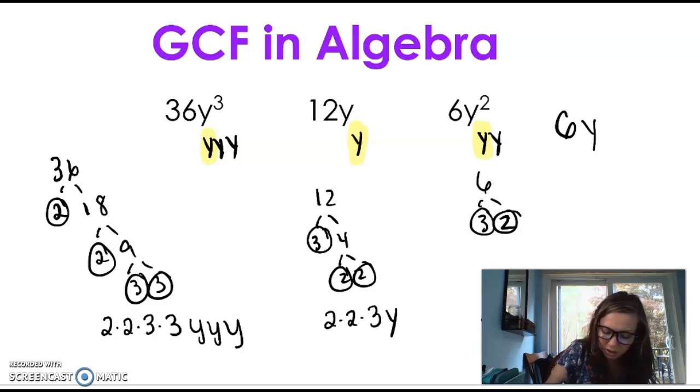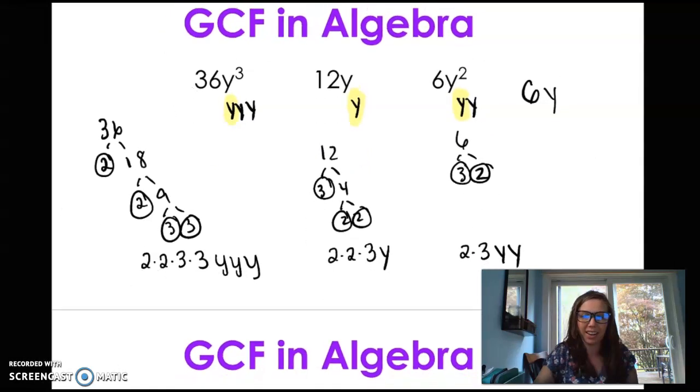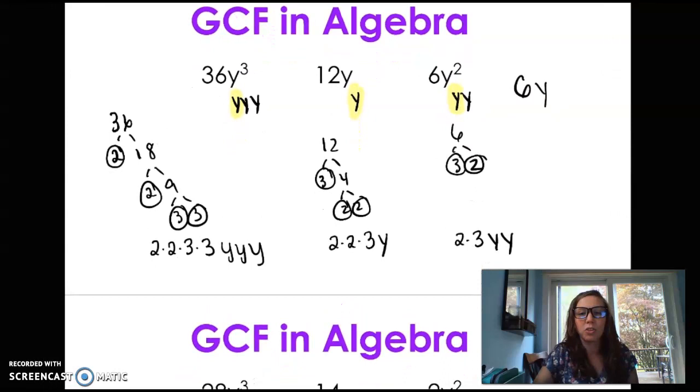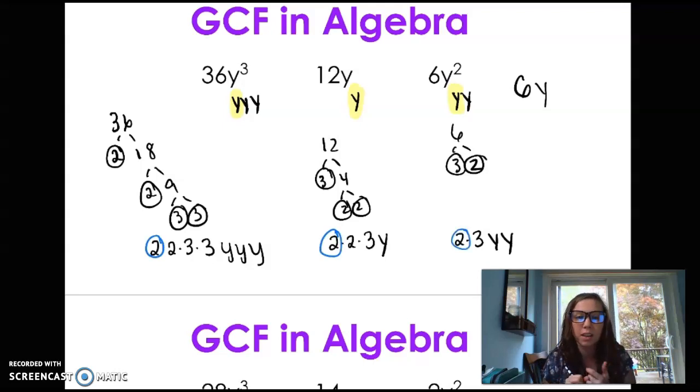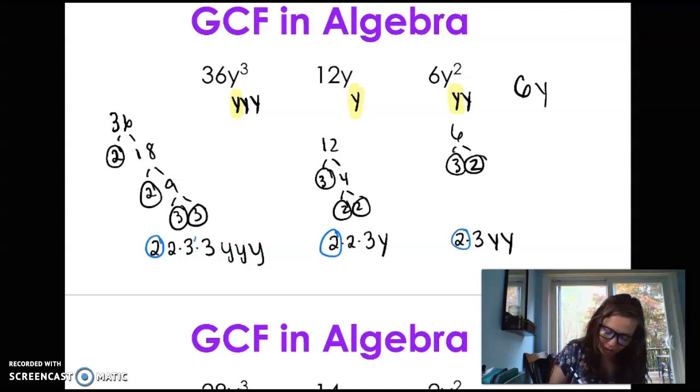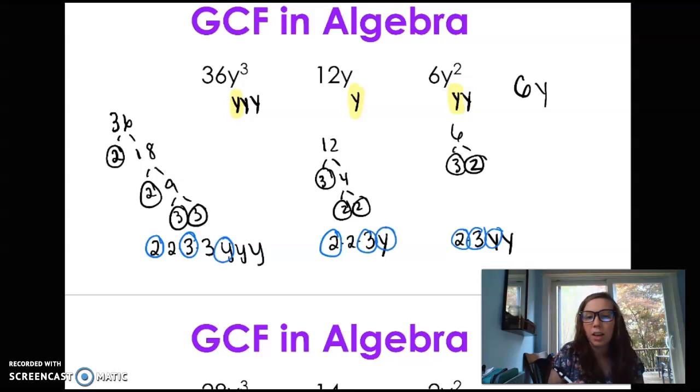And then I'm just going to use a blue circle. Oops, now I'm blocking it again. Sorry. You can actually circle what each one of them has. So they all have 1 2. They don't all have 2 2s. The first 2 do, but the last term does not. They all have 1 3. They all have 1 y. That's what they have in common. And so once you figure out what they all have in common, you just multiply all those together. And that's going to be 6y.